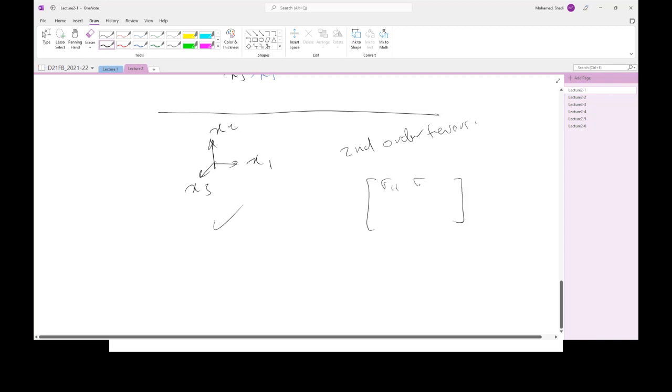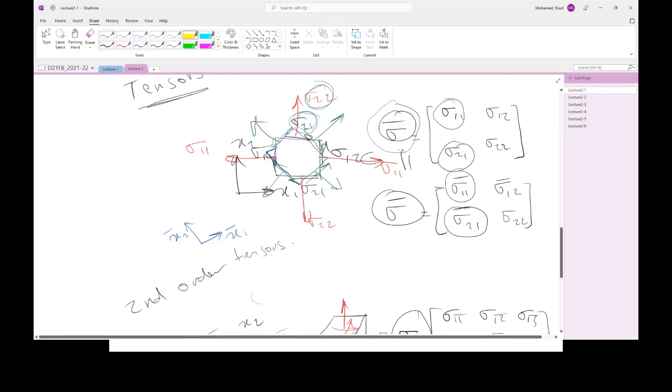So sigma 1,1, sigma 1,2, sigma 1,3, sigma 2,1, 2,2, 2,3, 3,2, and 3,3. x1 and x3 we moved into x1 bar and x2 bar. All right. See, in this case, the components here would be different numbers. However, the stress does not change, all right? This is just a projection.